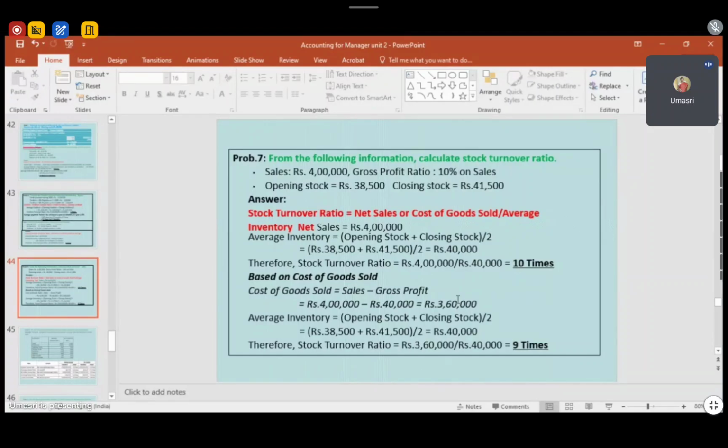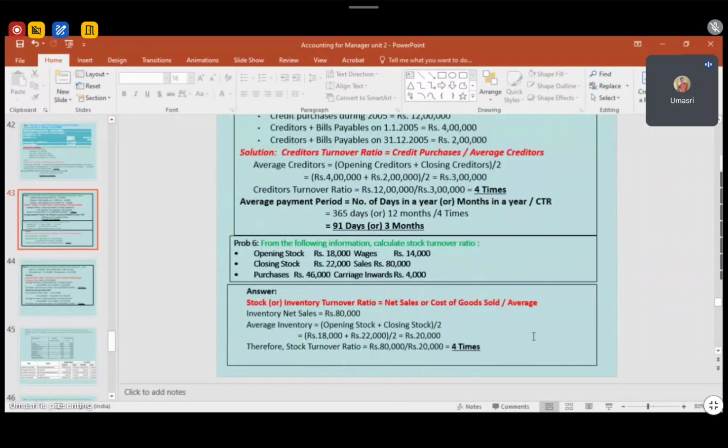Definitely, you will get a step mark. Say, for example, the cost of goods sold. If you forget to add something, like wages or purchases, if you forget one item, your answer will be wrong. But you will get the mark for the formula, and for the things you have done. That step mark you will get.